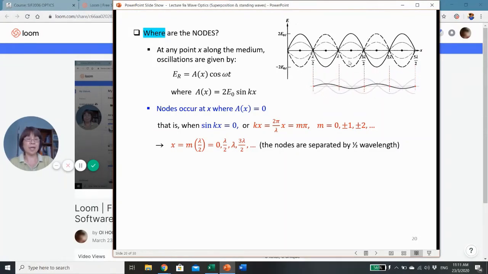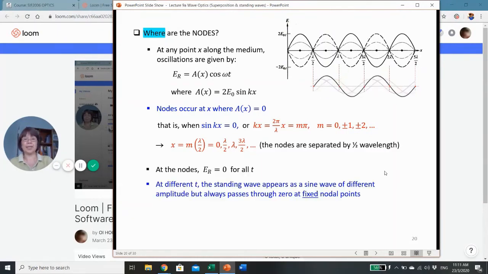Half lambda, 3 half lambda, 2 lambda, 5 half lambda. At the nodes, you will find that the amplitude is 0 for all t, because 0 multiplied by this is always 0. And at different times, the standing wave would look like a sine wave of different amplitude. You see it is varying in amplitude, but it is always 0 at the nodes.